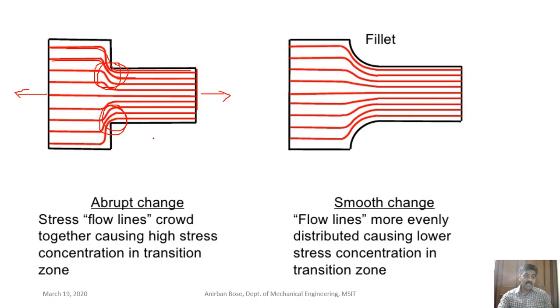Now if you compare this figure where the abrupt change of cross section is taking place, and this figure where the cross sectional change is gradual by providing a fillet radius, which is commonly done, this kind of abrupt change is not suitable because the stress concentrations are very high. Still, here you can see that the lines are very close, but if you compare with this one, it is less. That means the stress concentration will be less in this particular component. So it's a better design with respect to this one.